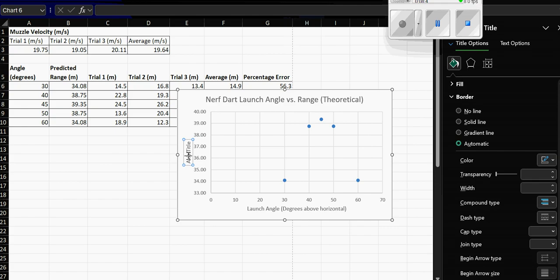And then for my other one here, this is my dependent variable. I'm going to say it is horizontal range, and that's in meters. Okay, so there's my thing.